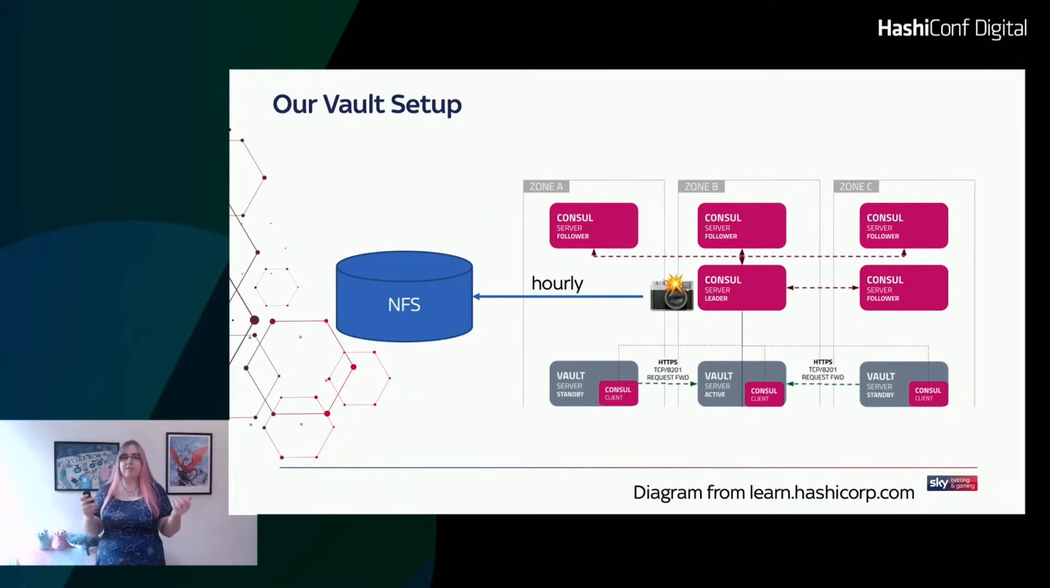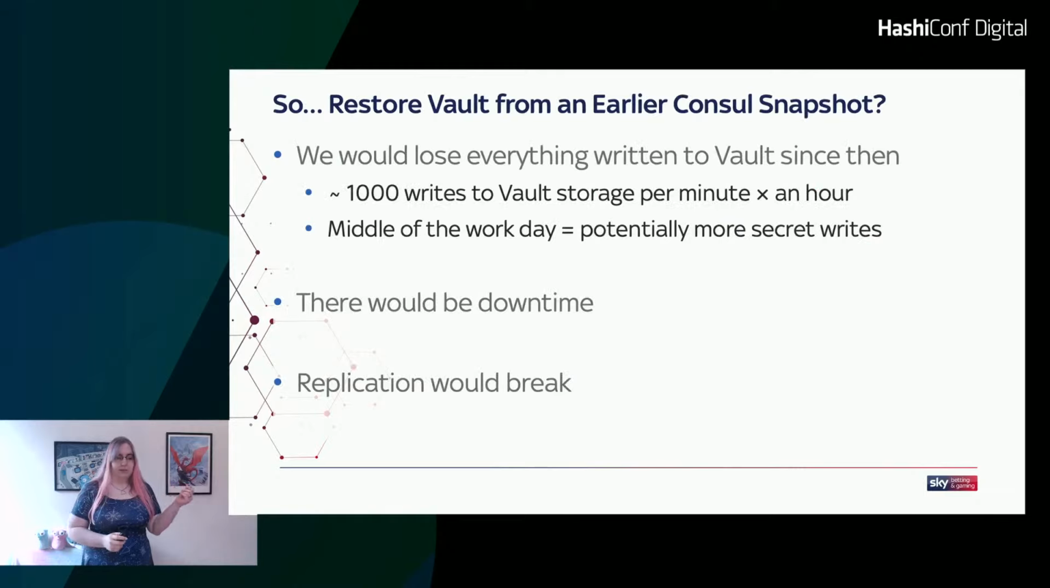In our case, we're running these snapshots hourly on one of our Consul servers. And then we're storing several days' worth of these snapshots on an NFS mount. We're actually going a step further and we're shipping all of those snapshots to our disaster recovery site. And then we also have regular snapshots of the NFS mount itself at the storage layer. So yeah, we're good for backups. That's not a problem. So we can just take one of these earlier snapshots and restore Vault with it, yeah?